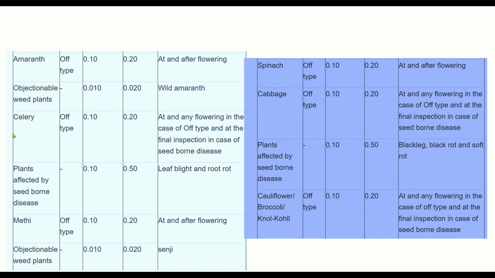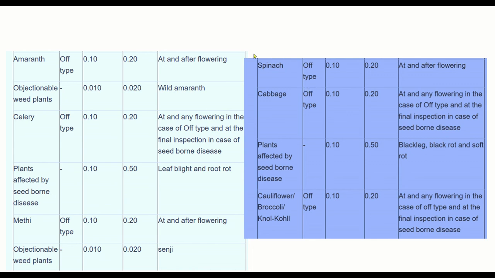And we have here celery. For celery crop we have off type which has to be limited to 0.1% and 0.2% for foundation seed and certified seeds, at and after flowering in case of off type, and at the field inspection in case of seed-borne disease. So it's similar to the above types. And for methi, for celery we have plants affected by seed-borne disease, where we have to look out for leaf blight and root rot. For methi, the off type is quite similar to the above given standards. For objectionable weeds we have to look out for senji, and here the maximum limits are 0.01% and 0.02%.